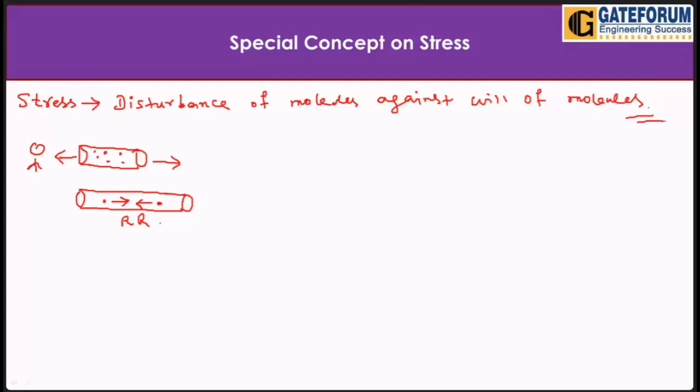That's why molecules inside get disturbed and they try to come back to the original position. They try to restore themselves. That's why there is stress. So whenever there is some disturbance to the molecules, the molecules will try to resist or oppose the disturbance, and due to that only, stress will be generated inside the body.